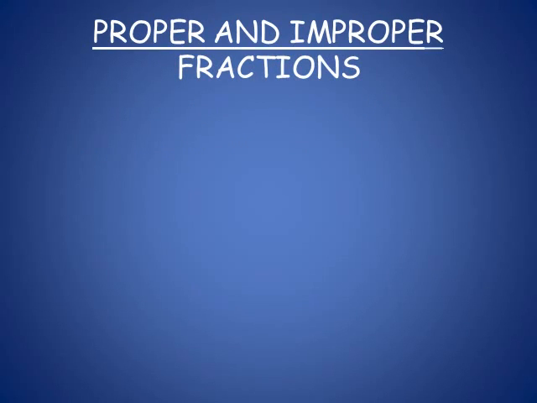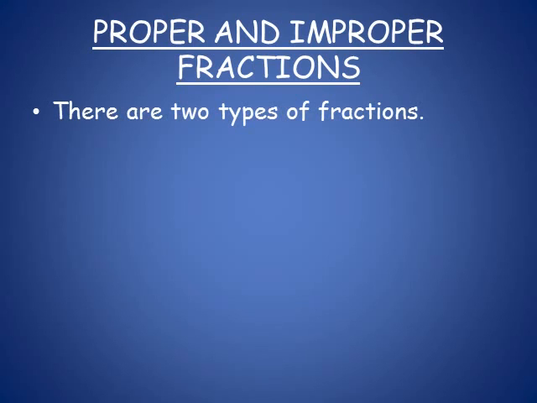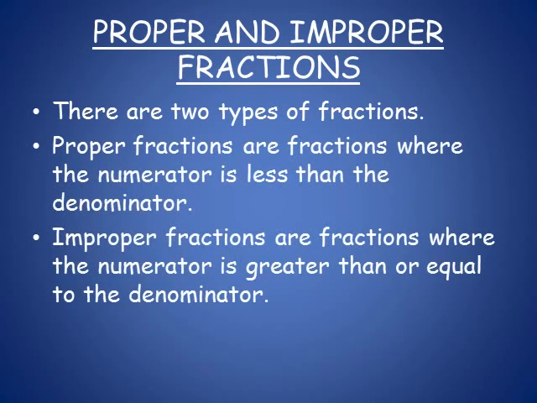Okay, let's talk about proper and improper fractions. There are two types of fractions. Proper fractions are fractions where the numerator is less than the denominator. So proper fractions are a type of fractions where you have a value less than 1, where the numerator is smaller than the denominator.